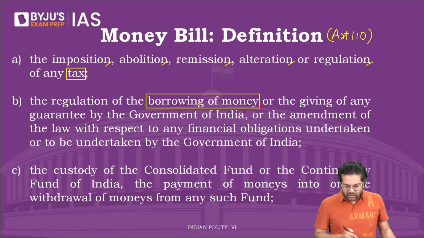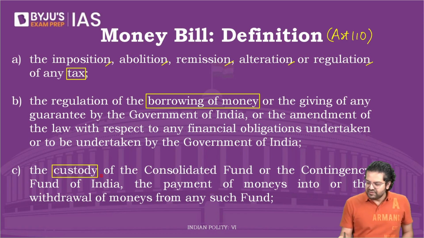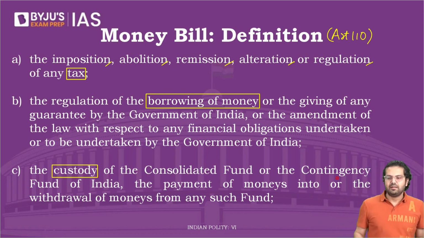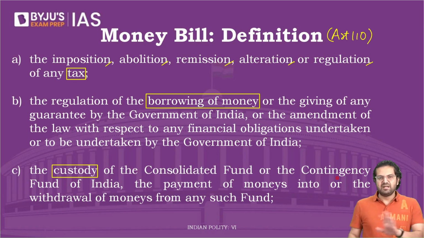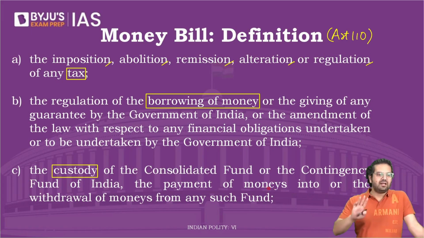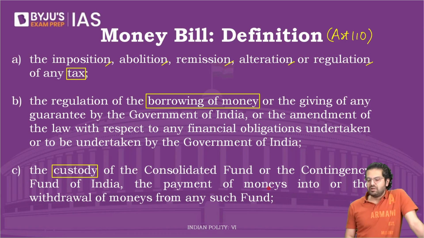Simple. Or the custody of CFI or Contingency Fund of India, the payment of money into and the withdrawal of money from such fund. So custody of CFI, money bill. Here the word monies is used. Just for those who don't know, monies is not incorrect. Monies is actually different forms of money. Money can be in the form of Indian currency, foreign currency, in the form of gold, etc. Different forms of money is called monies. Clear?